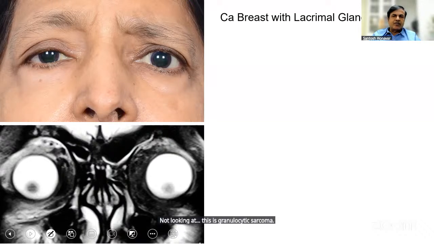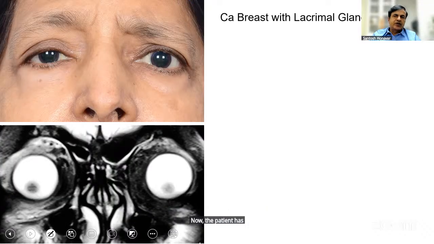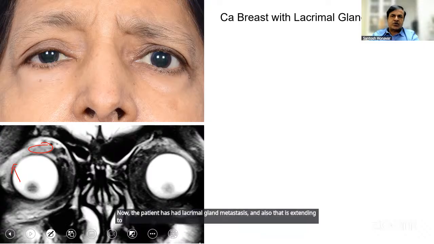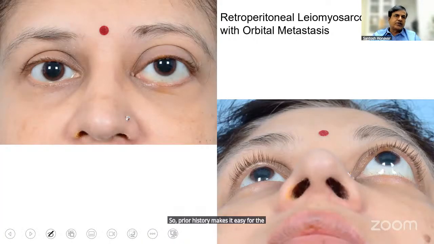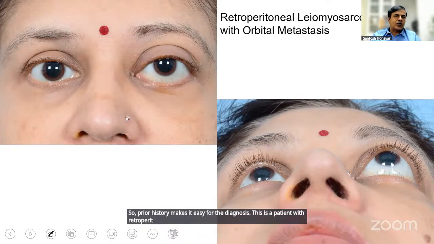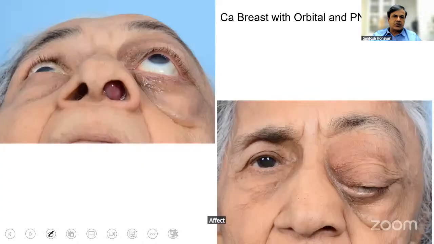Now, this is a patient where there's a prior history of CA breast. Now, the patient has had lacrimal gland metastasis and also that is extending to the SRLPS complex. And you can actually see that she has developed ptosis because of that. So prior history makes it easy for the diagnosis. This is a patient with retroperitoneal leiomyosarcoma with orbital metastasis, a very rare tumor, a very rare metastasis. You can see a huge metastasis affecting and centered on the optic nerve.